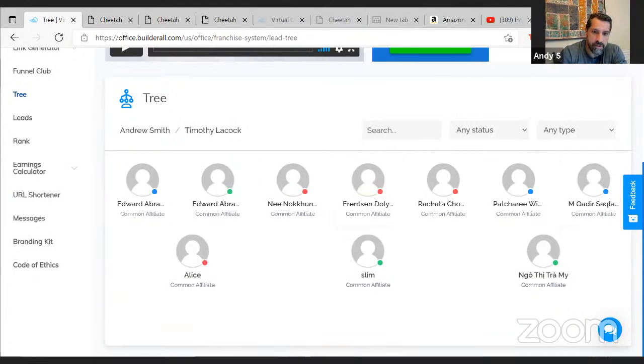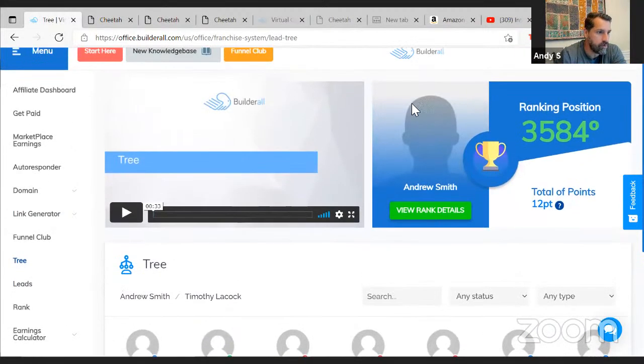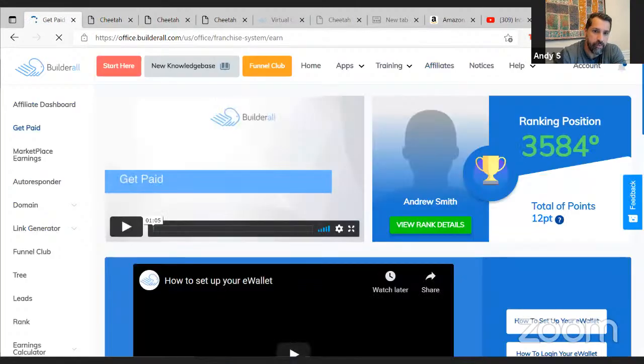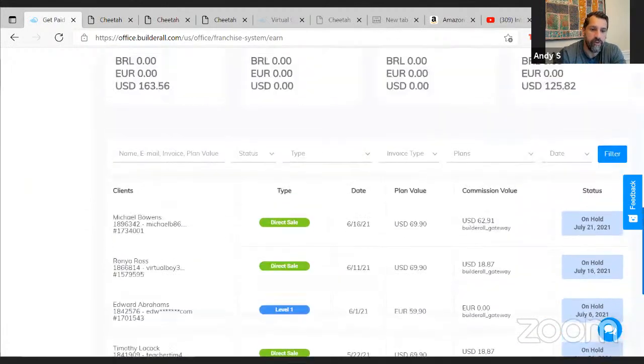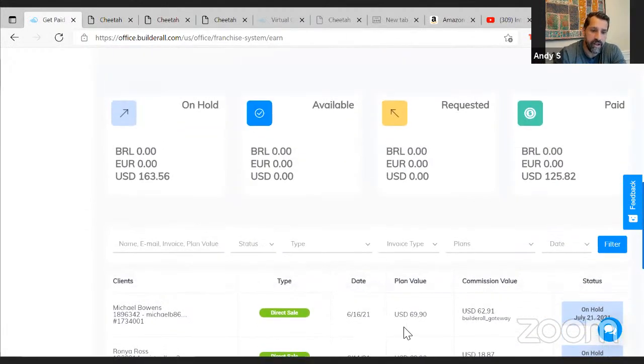Now let's look real quickly at how it pays, because this is important. If you look at this first one down here, Builderall says that they pay 100% the first month and 30% every month after that. But there is a 10% fee or whatever that they take out. So it's more like 90-30.